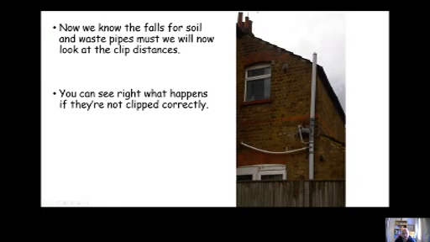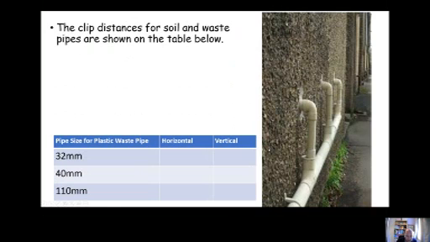We know the falls for soil and waste pipe work, so we're going to look now at the clip distances. Well, you can see what happens if it's not clipped correctly. The pipe will just sag. You'll end up with a build-up of water and solids in the sagged area, which will block. So we're going to look at these clip distances now.